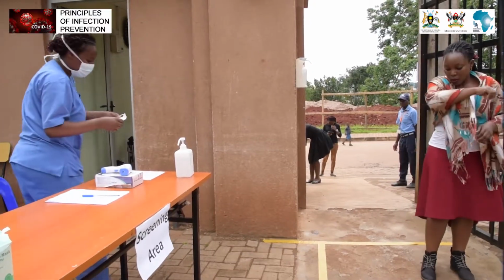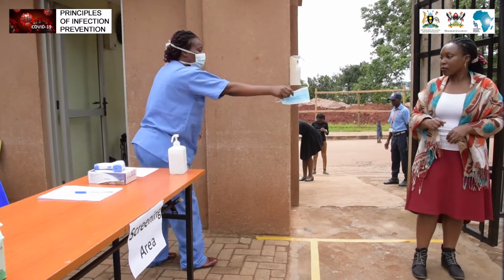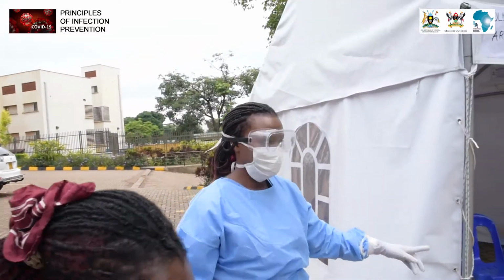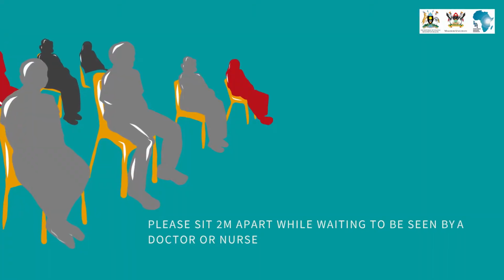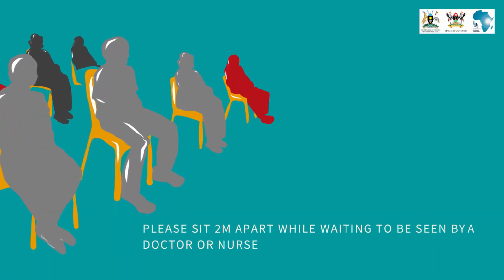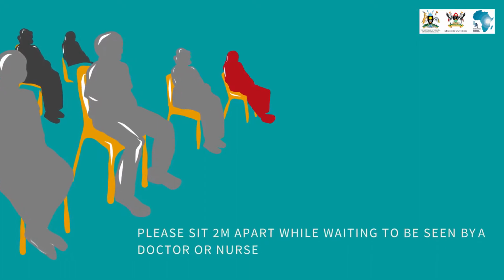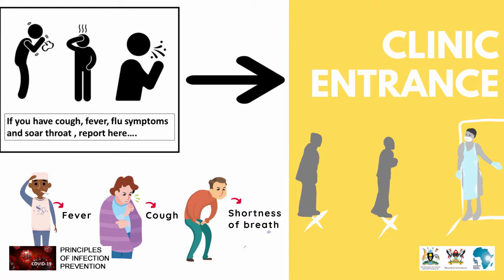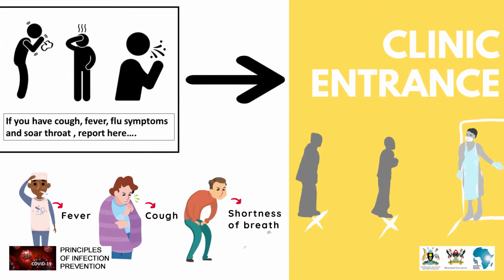If a case definition is met, the patient should immediately be given a mask and directed to a separate area, that is an isolation room. At least 2 meters distance should be kept between suspected patients and other patients. Have clear signs directing patients with respiratory symptoms to immediately report to the registration desk.